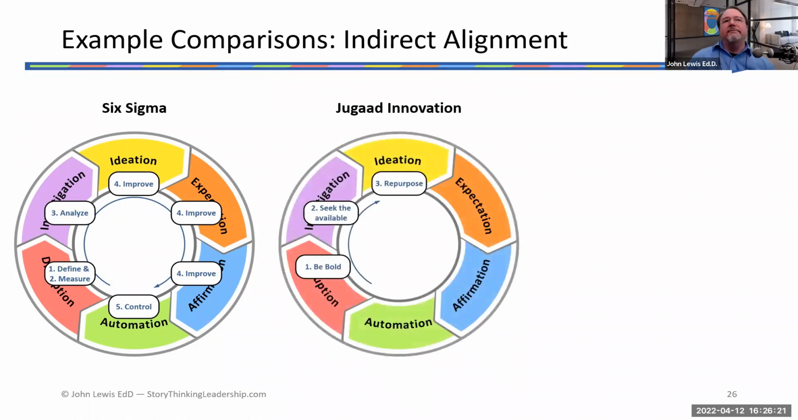Let's take a look at an innovation model. This is known as a simple model. Basically, start with the idea: be bold. Let's take on a big challenge, and instead of reinventing the wheel, let's look at what's out there. Seek the available. Investigation is in asking what went wrong, and then repurpose.